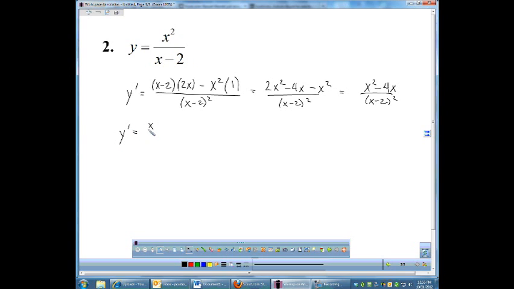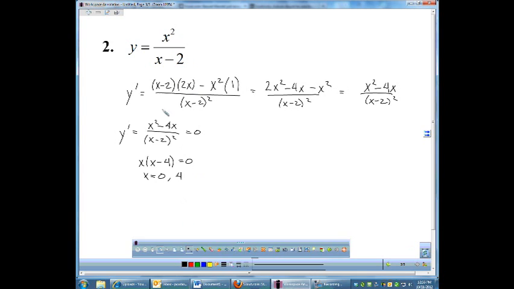Now I take that derivative and I will set it equal to 0 to find my critical numbers. Well, if you want a fraction to equal 0, that means the numerator needs to equal 0. So I will factor an x out of my numerator. x times (x minus 4) equals 0. I get critical numbers of 0 and 4. So that's when my derivative is equal to 0.